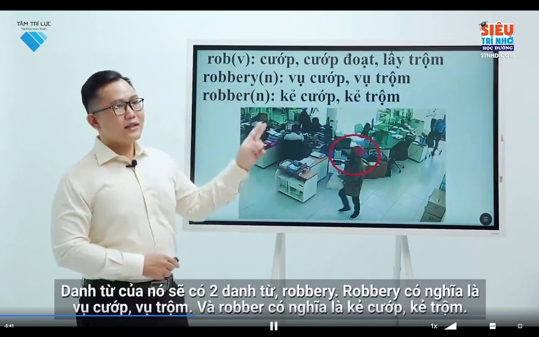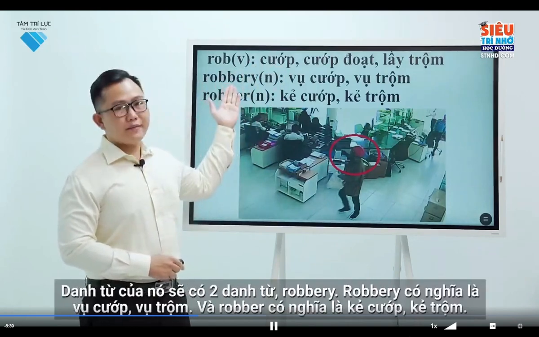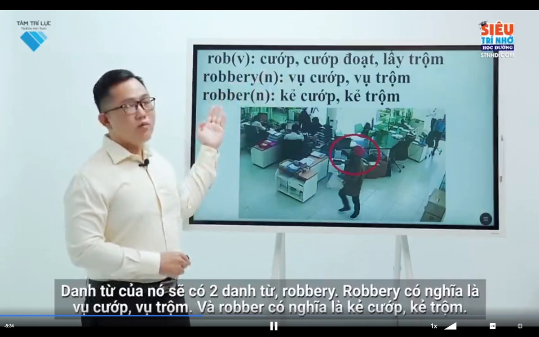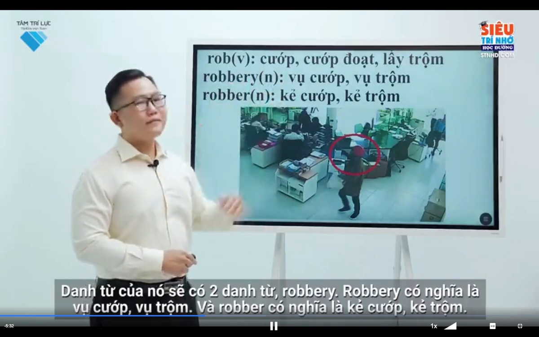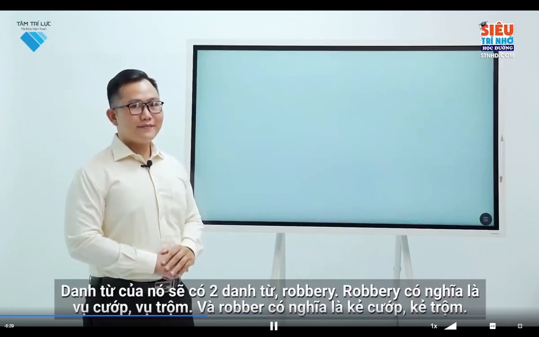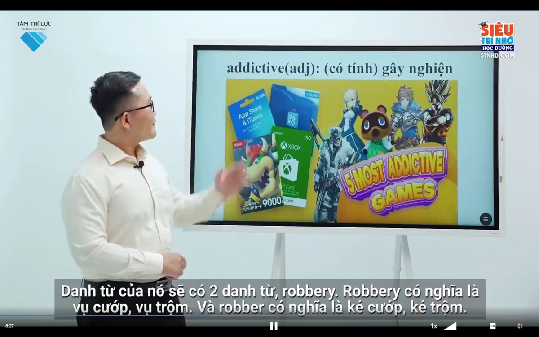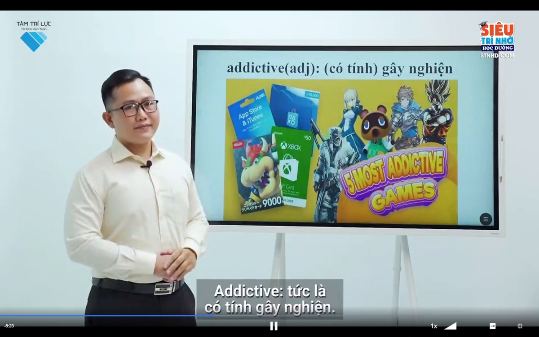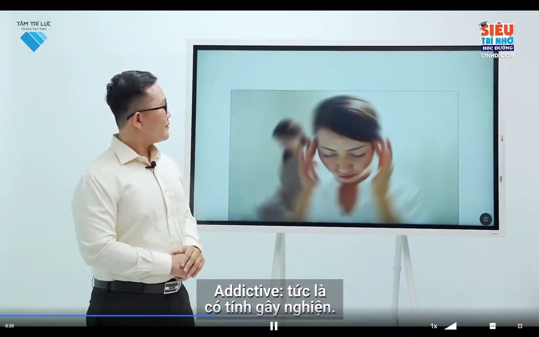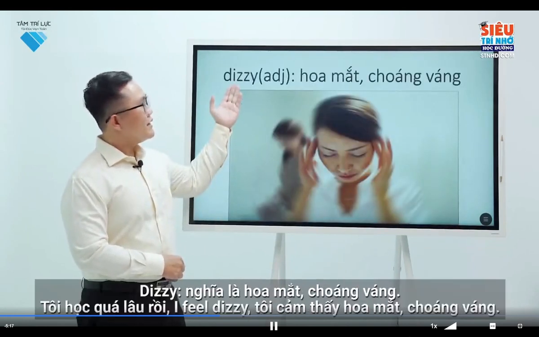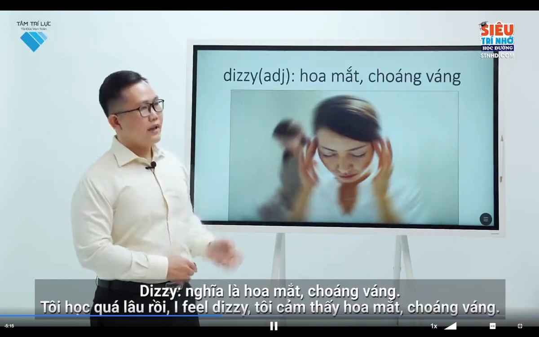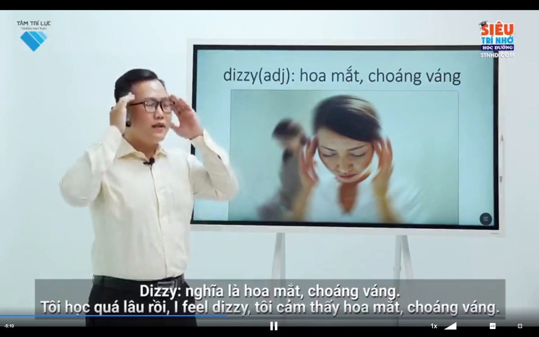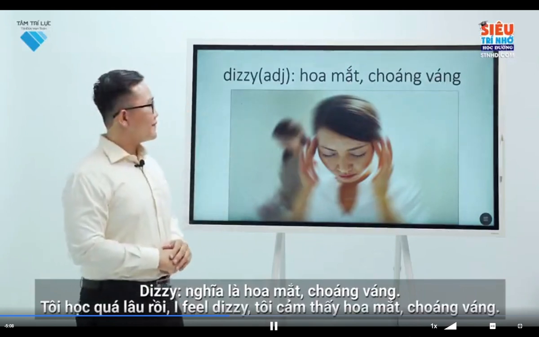It will have 2 nouns. Robbery, a crime of stealing, and robber, a person who steals. If something is addictive, it means you cannot stop doing it. Dizzy is when you're feeling like everything is turning around. I have learnt for such a long time, I feel dizzy.